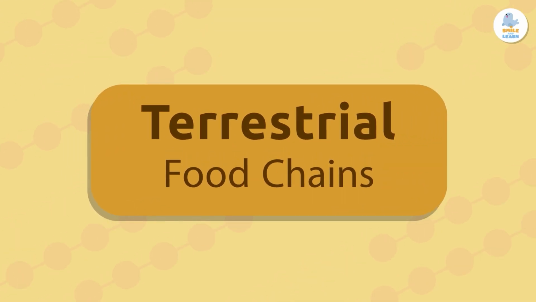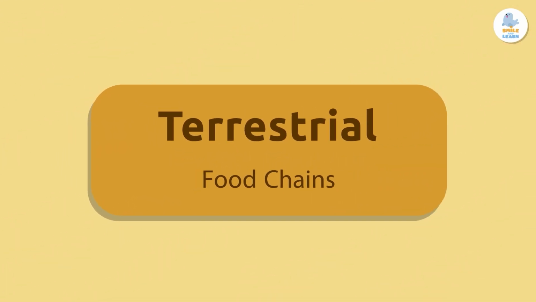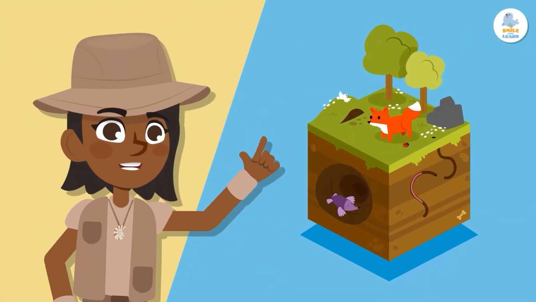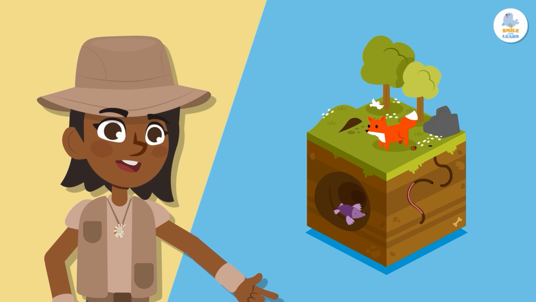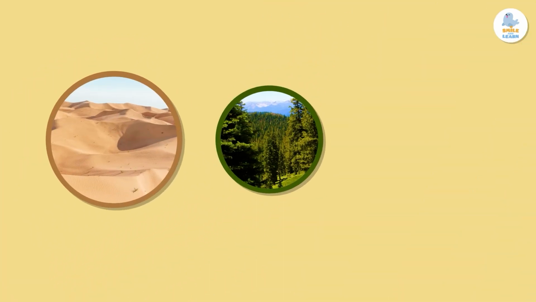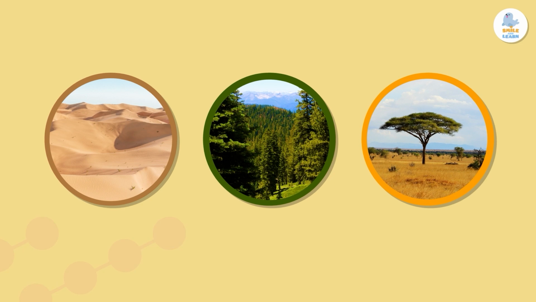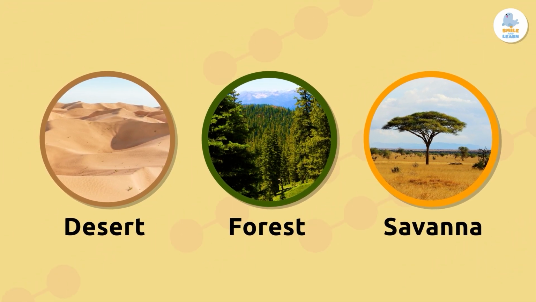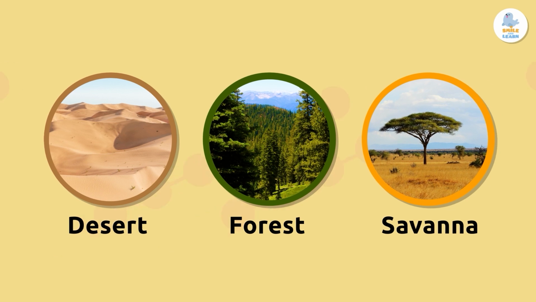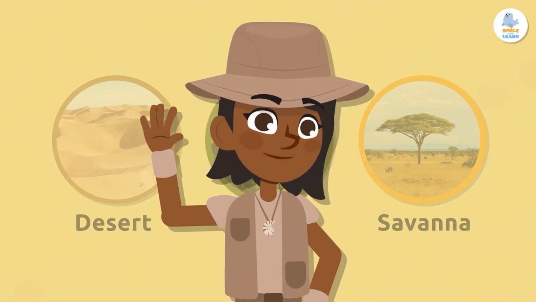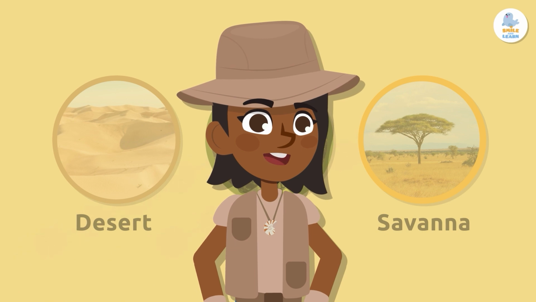Terrestrial food chains. Terrestrial food chains exist both on land and below the surface of the Earth. For example, we find terrestrial food chains in the desert, forest, and savanna. Can you think of any other terrestrial habitats? Come with me. We're going to look at an example.